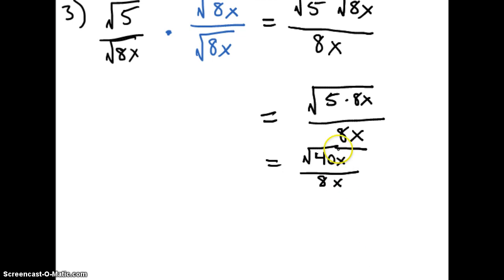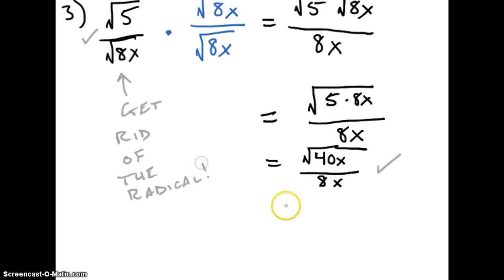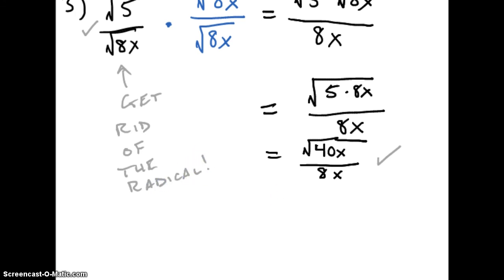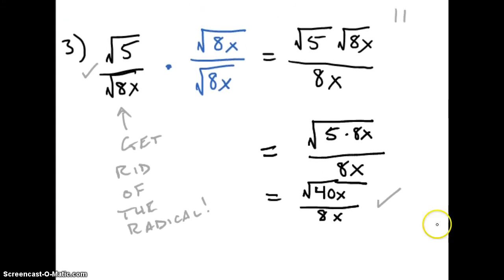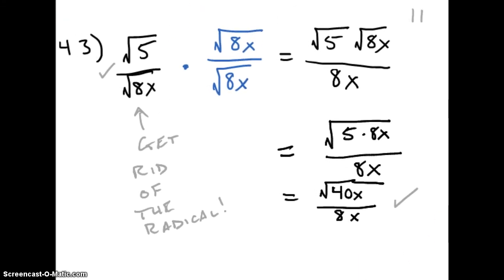This guy right here is just another way of writing what I originally had, but in this example I got rid of this. So get rid of the radical in the denominator whenever you can. That was number 43.